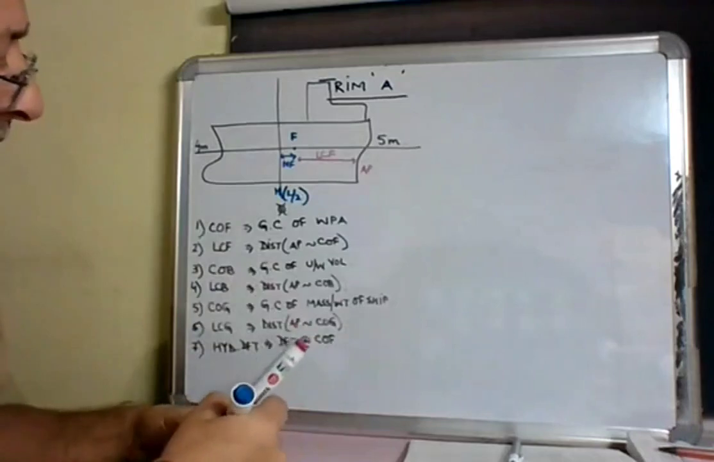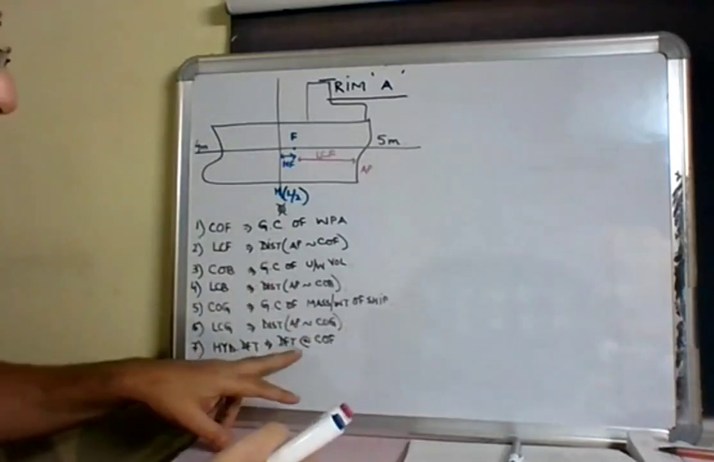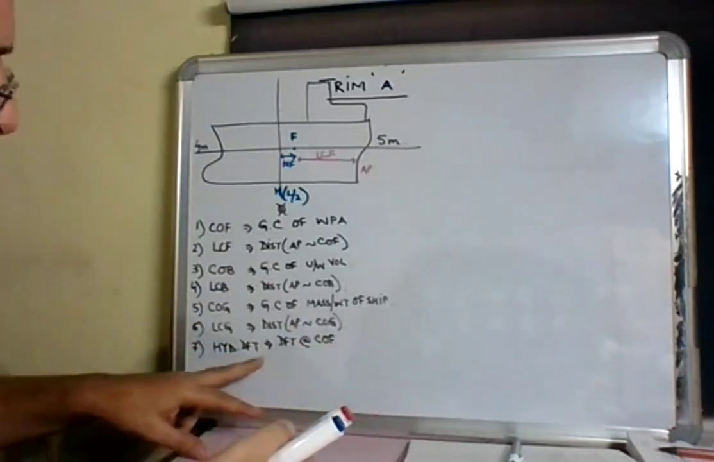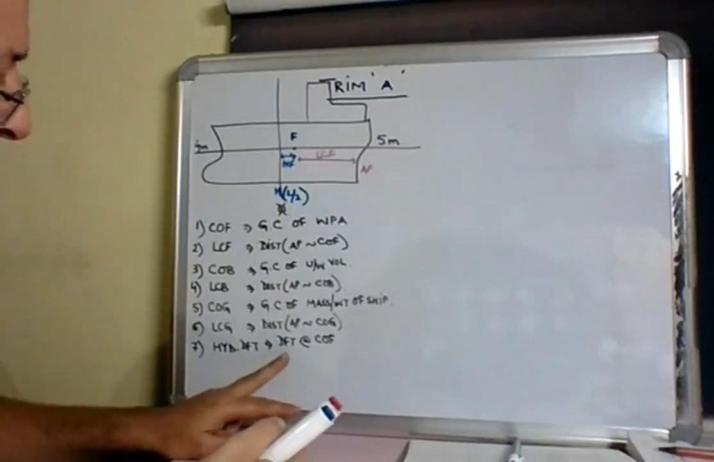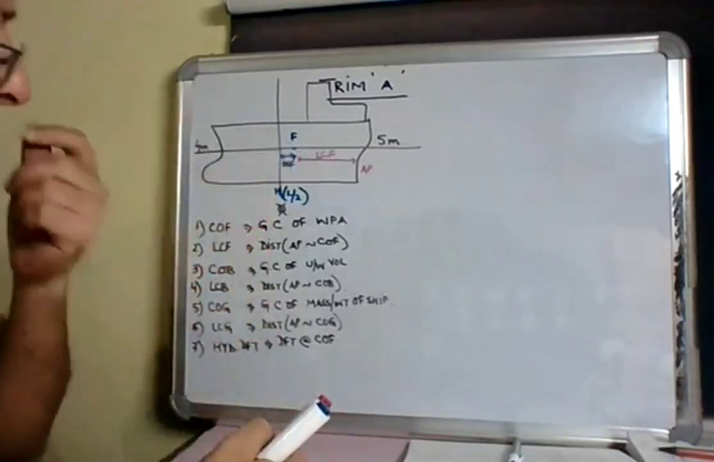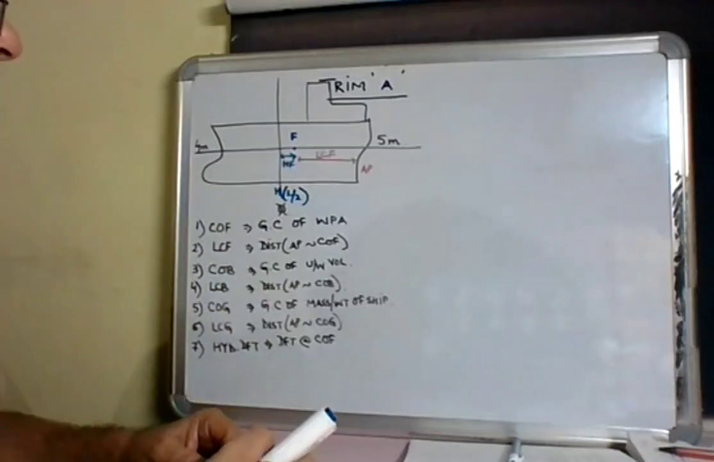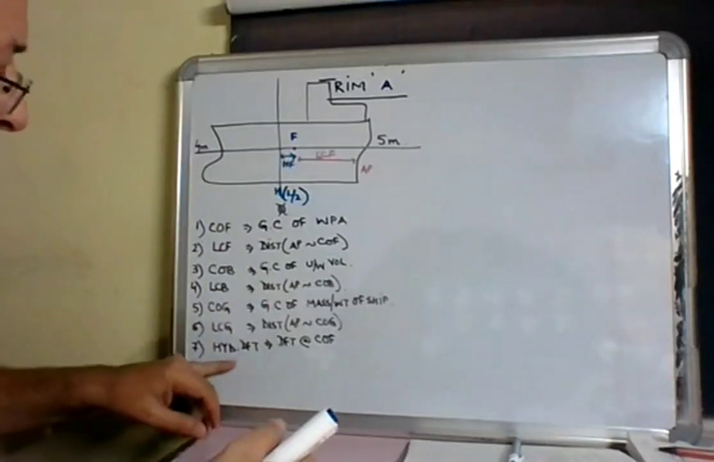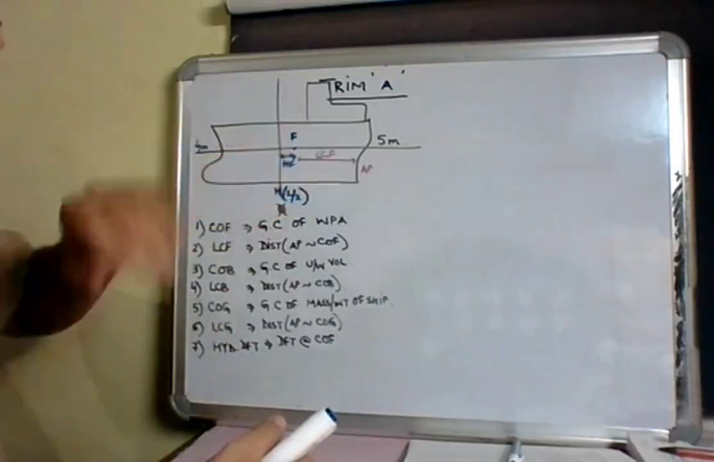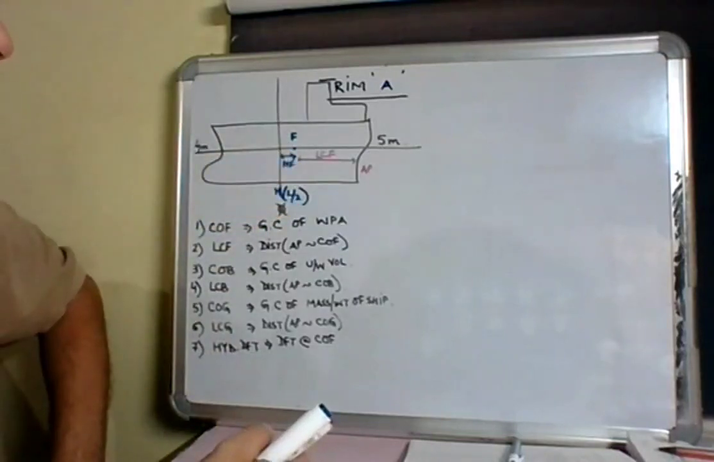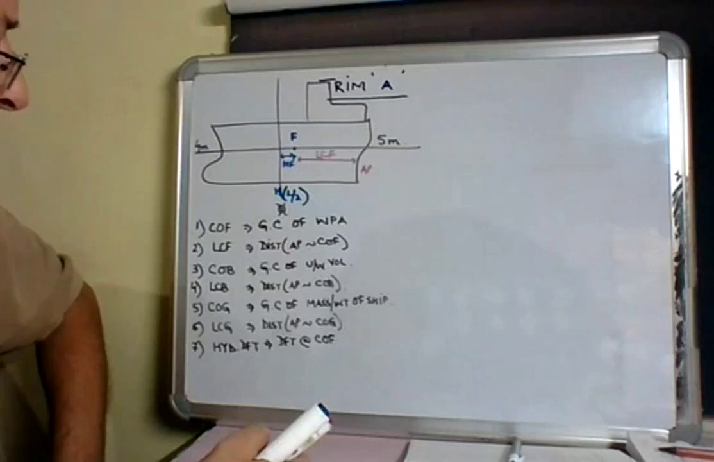Why do you say that we cannot find it? That would be a completely wrong sentence. If I start saying I cannot find out the hydrostatic draft, then I am wrong. It is the draft at the center of flotation. The draft at the center of flotation is known as hydrostatic draft.